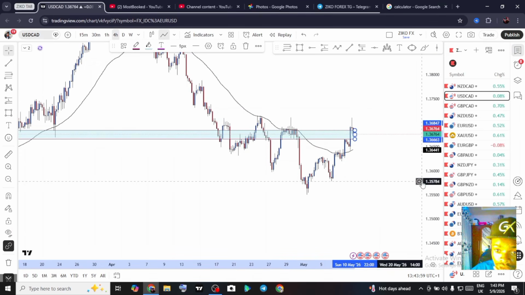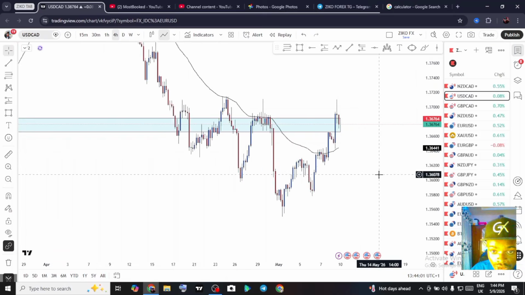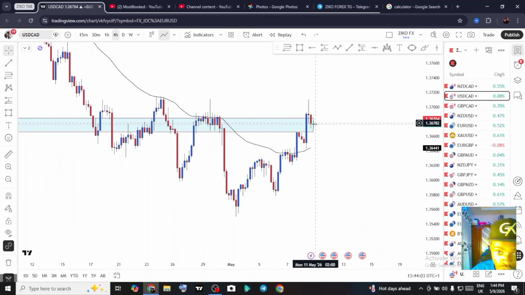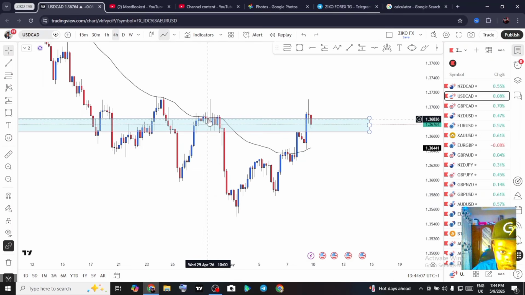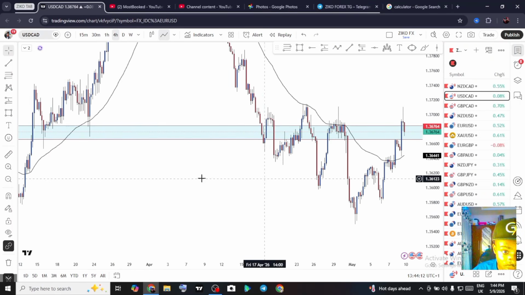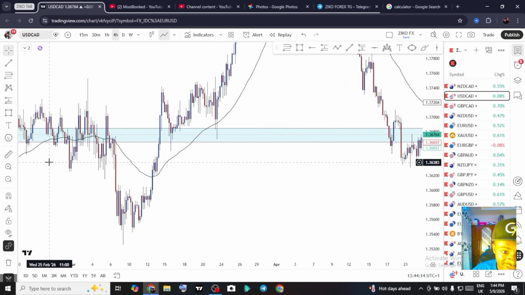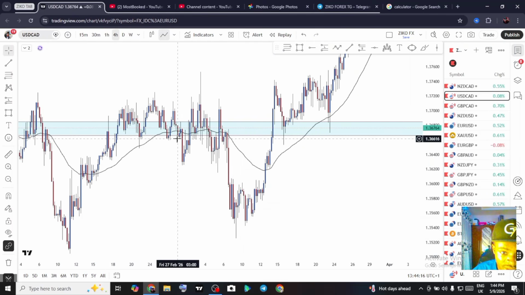Let's look at the 4 hour again to see how the area of interest is looking, just to see if we have multiple rejections from those areas. Okay, so this will be our area of interest. Let's call this one rejection, right? Multiple rejections from this area.